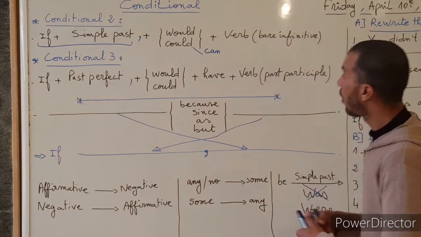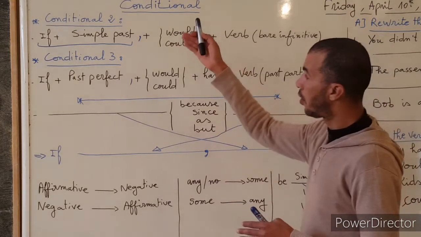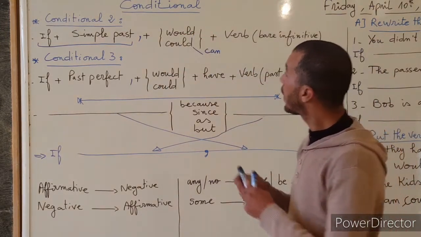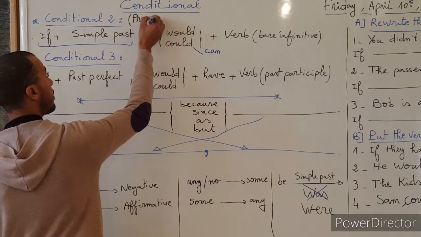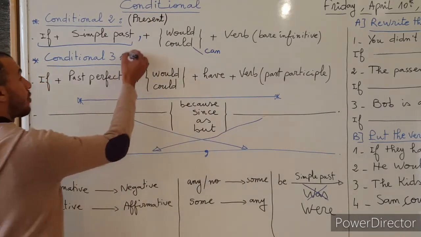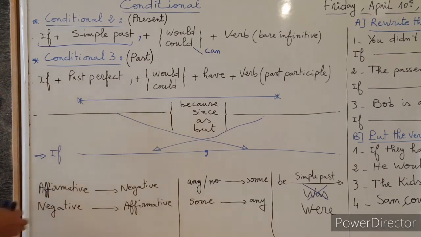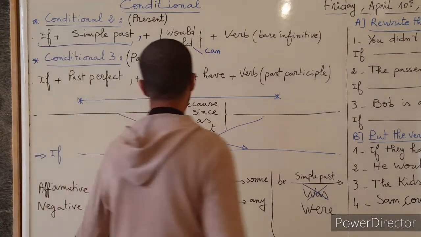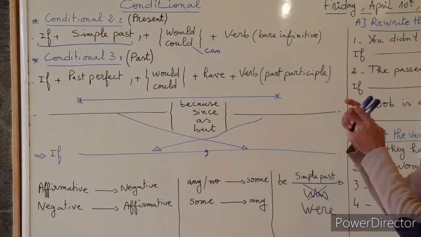Right? So now the question that we have: how could we know that a sentence should be rewritten in conditional 2 or conditional 3? If the sentence given to us is written in the present tense, it's conditional 2. But if it is written in past tense, that's conditional 3. Is that okay?